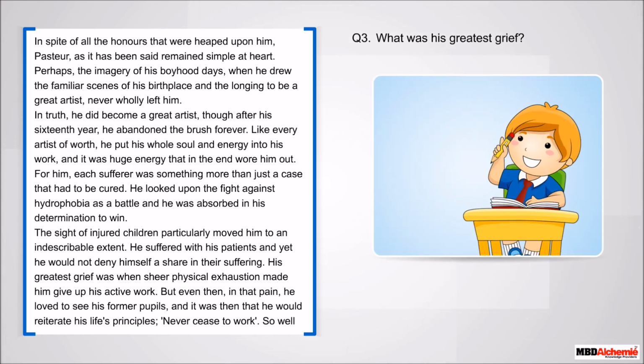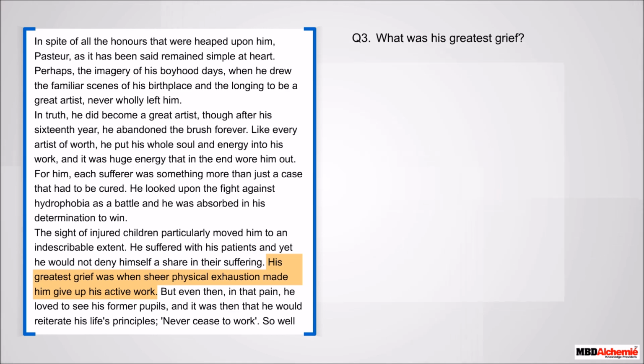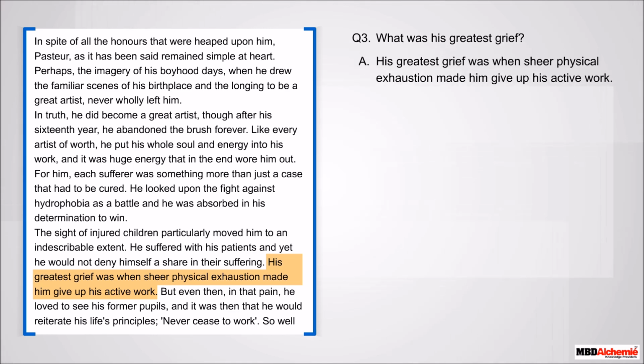Can you identify the keywords in this question? They are greatest grief. Are these keywords given in the passage? Yes. Now, we will read the surrounding text. His greatest grief was when sheer physical exhaustion made him give up his active work. This gives us the required answer. What was his greatest grief? His greatest grief was when sheer physical exhaustion made him give up his active work.